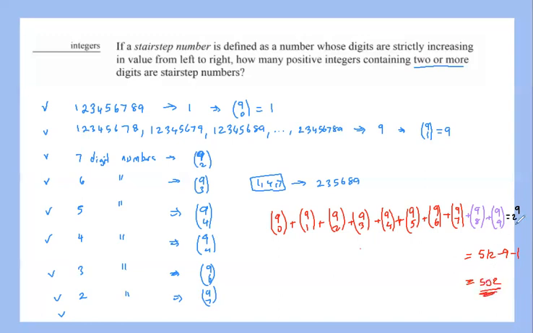So if you didn't know this one, you can just go and find these and add them, which is also okay. But I think that is something we have to know, especially if you are dealing with this problem. Okay, so that is 502 stair-step numbers that are 2 or more digits.